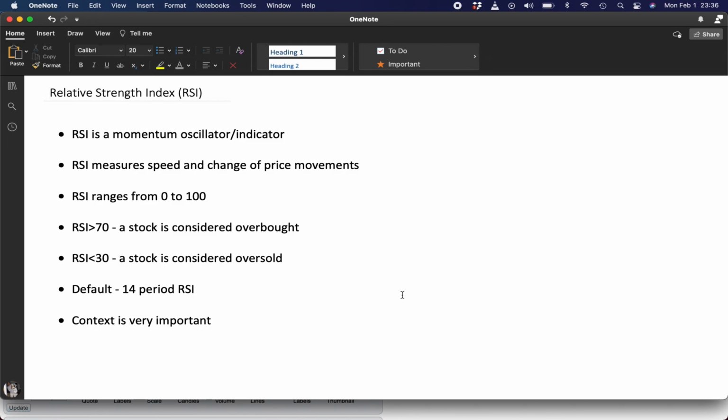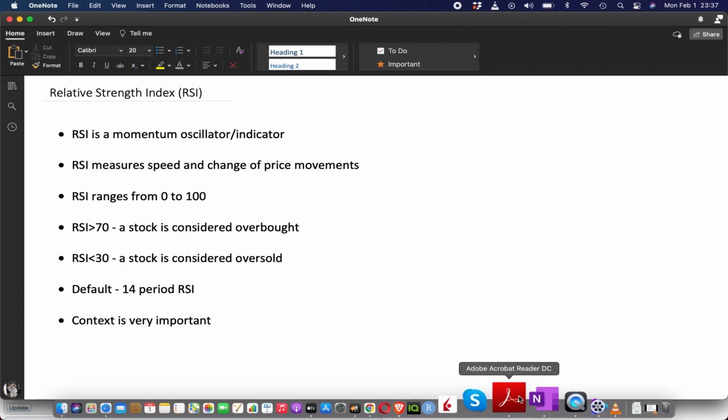However, the reliability of the signal will depend in part on the overall context. So if the stock is caught in a significant downtrend, then it might continue trading at an oversold level for quite some time, and the traders in that situation might delay buying until they see other confirmatory signals. Let's go through two examples that I want to take you through.